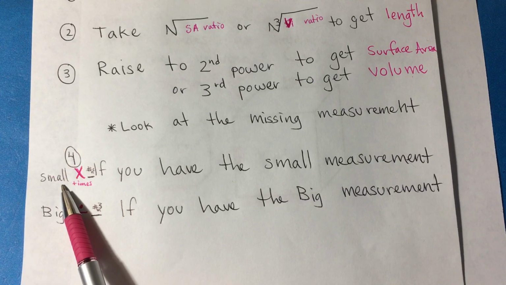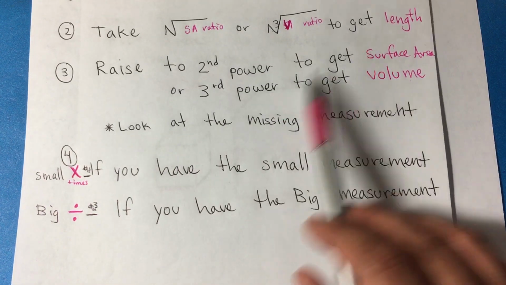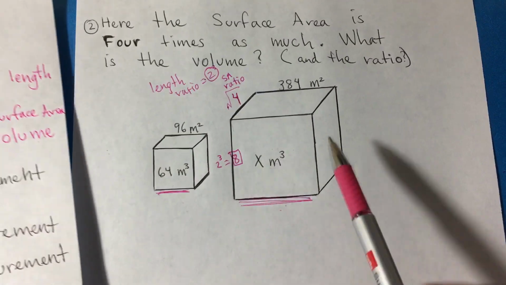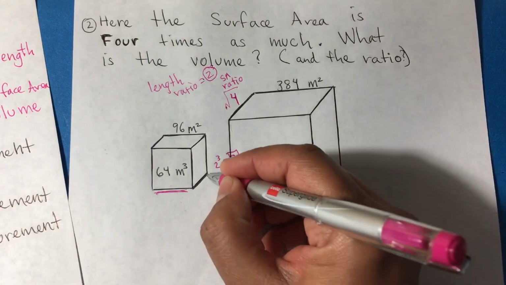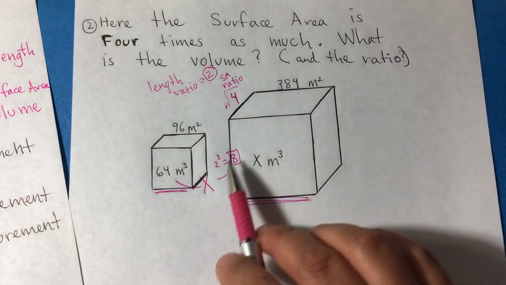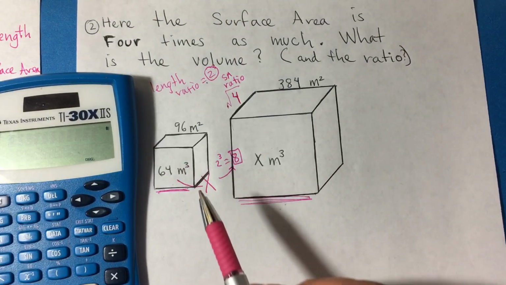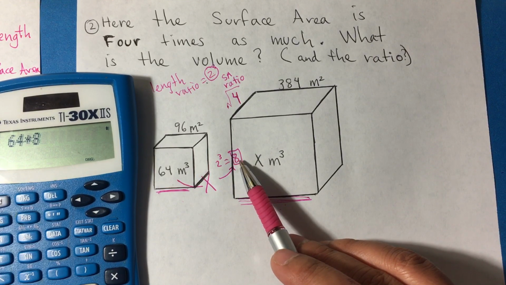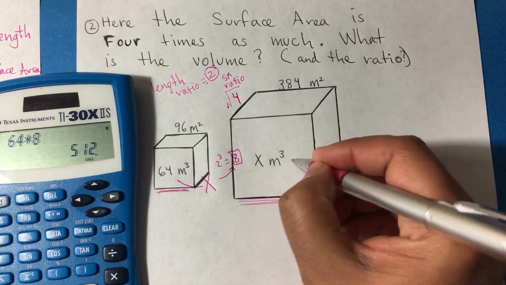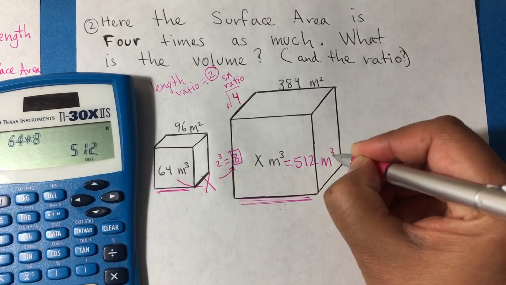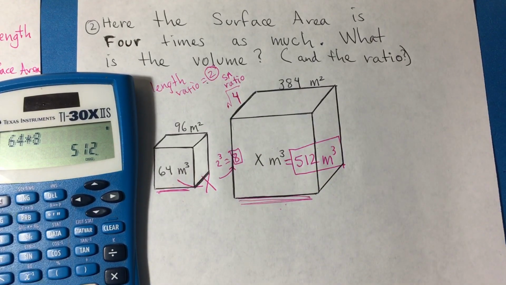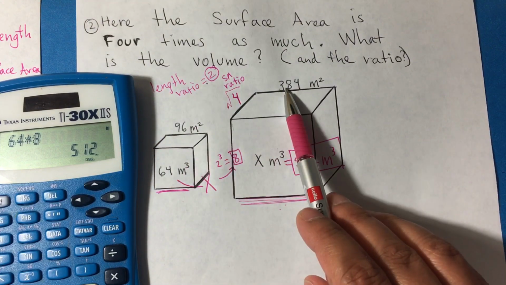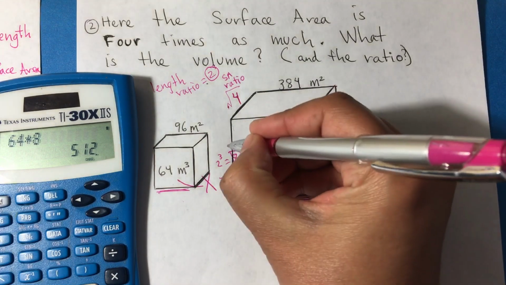Now, if I have the small measurement, then I'm going to multiply times whatever I got in here. But if I have the big one, then I'm going to divide. Since I have the smaller one, I cannot divide it. Otherwise, I'm going to get a smaller amount. What I need to do is multiply. Okay, so 64 times 8, because that's the comparison, that's the ratio between the volumes. And so 64, which is what they gave us, the volume of the smaller one, times the volume ratio, which is 8, gives us 512. So X is equal to 512 cubic meters. Okay, and so that's how we find the volume for that bigger figure. So notice how the surface area is 4 times bigger, or 4 times as much, but the volume is 8 times as much. And so let's put that volume ratio.